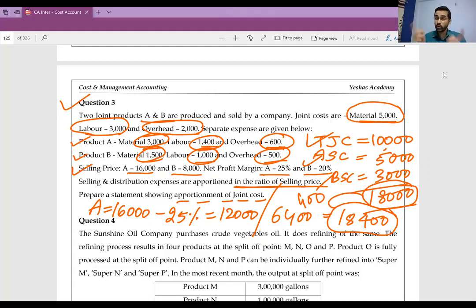But this 400 rupee is for the whole company. This should be distributed between A and B in what ratio? Read this line: selling and distribution cost are to be apportioned on the basis of selling price. Where is selling price? 16,000, 8,000. That means the ratio to distribute 400 will be 16:8 or 2:1. Got it? Let us write the answers.